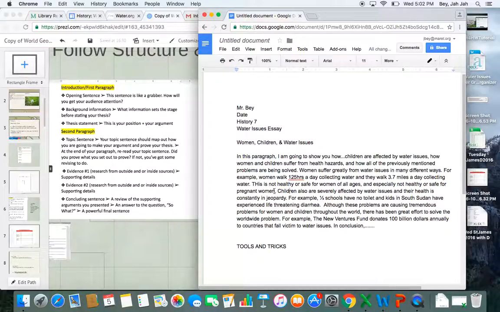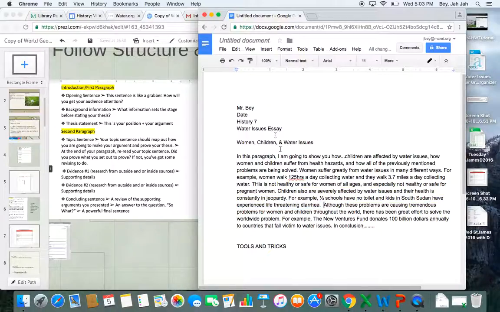Evidence number two. Children are also severely affected by water issues, and their health is constantly in jeopardy. Okay, that's my context setting up my second piece of evidence. Here comes my second piece of evidence. For example, 1 in 3 schools don't have a toilet, and kids in South Sudan have experienced life-threatening diarrhea. That is my evidence. All right? My context right here set up my evidence. So this is my second piece of evidence, okay?